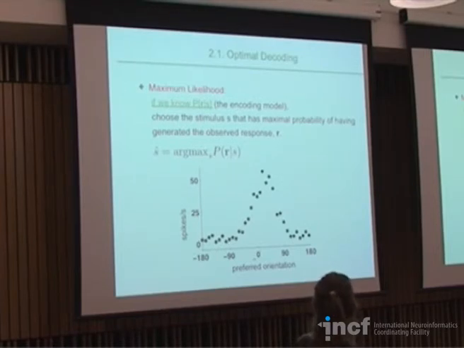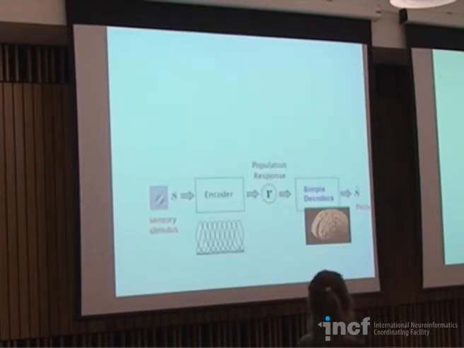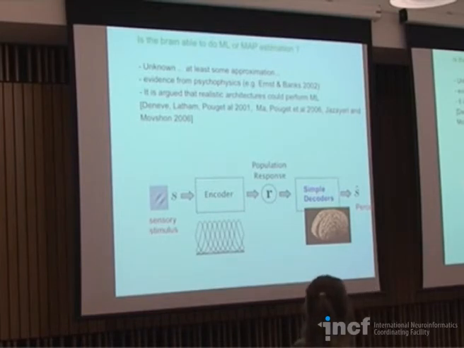Okay, so the first way to decode would be to use an optimal decoder, like maximum likelihood, but this is only feasible if we know exactly the encoding model. Whether the brain can use something similar to maximum likelihood to do this transformation is not clear at all. I think people agree that it would have to be an approximation of maximum likelihood anyway, especially for complex distributions. There is some evidence from psychophysics, and I'll talk about this in the second hour, that the brain does something similar to that. And there is some literature proposing neural circuits that could do something similar to maximum likelihood, but it's still debated.